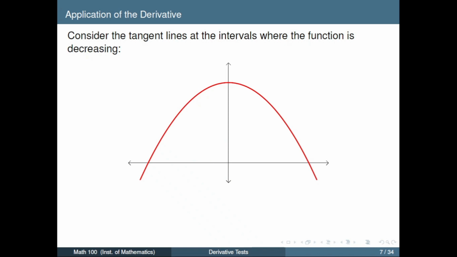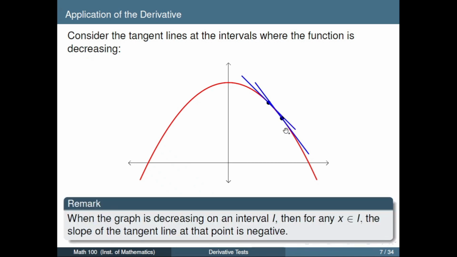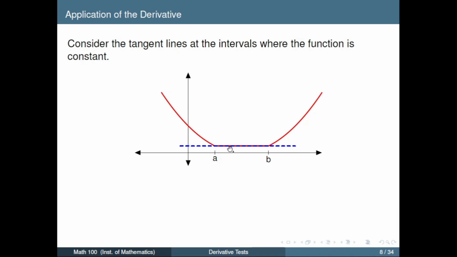And tignan naman natin dun sa mga points na decreasing siya. This is a top part. Kuha tayo ng isang point, this one. So ang tangent line at that point ay pababa. The slope is negative. Same as well as this point and as this point. So similarly, the graph is decreasing on an interval I if for every x in I, the slope of the tangent line at that point is negative. So observe that the graph is constant on the interval AB. That is because we have a horizontal line. So same lang ang ating y-coordinate for all values of x between A and B.